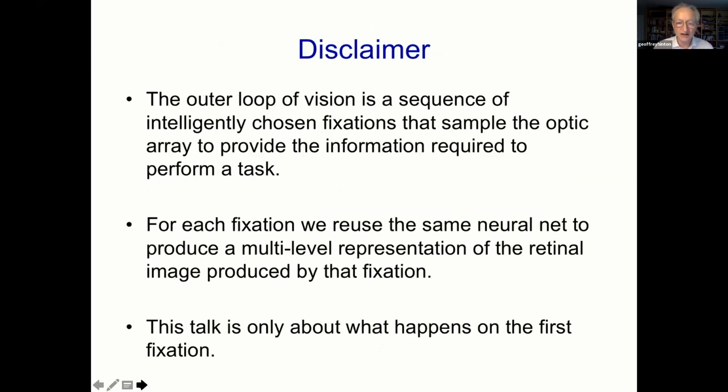And before I present the architecture, one more disclaimer. Vision is really a sampling process. The outer loop is deciding what to process in detail. For each time we fixate, we reuse the same neural net. And obviously, there's an interesting reinforcement learning problem in how you decide where to fixate. I'm going to sort of finesse that by saying I'm only going to talk about what happens on the very first fixation.